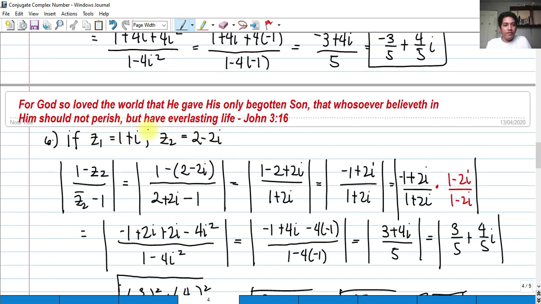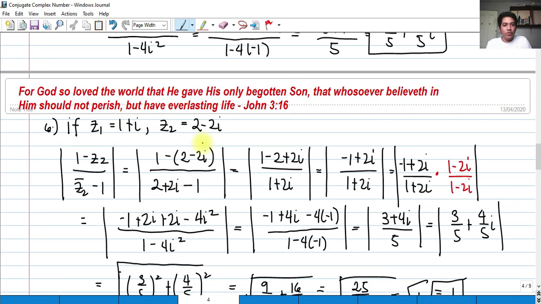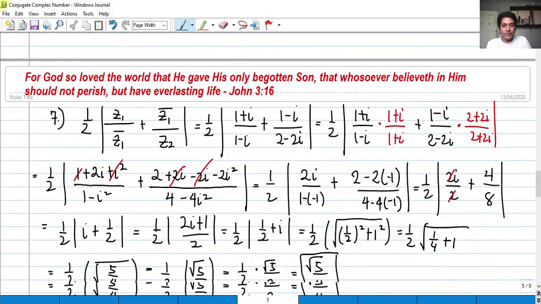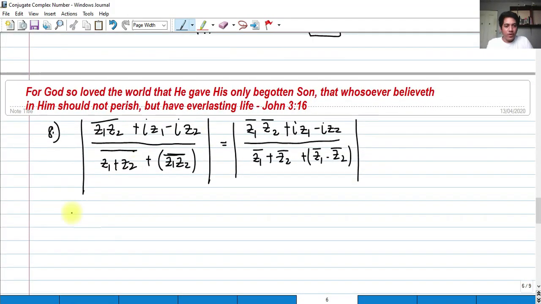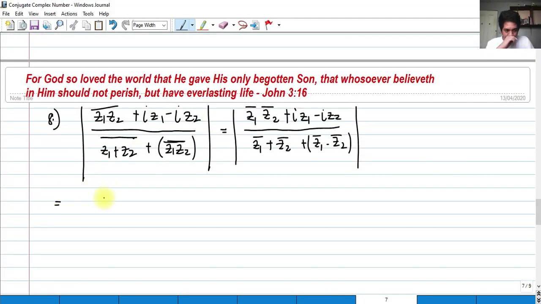So taking back our given, i plus 1, 2 minus 2i. Let's take a look back. So we need to substitute that. Okay, we need to substitute our values.